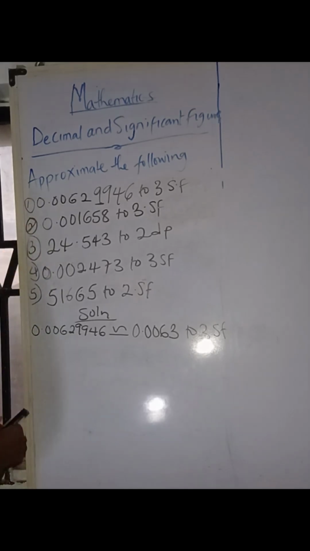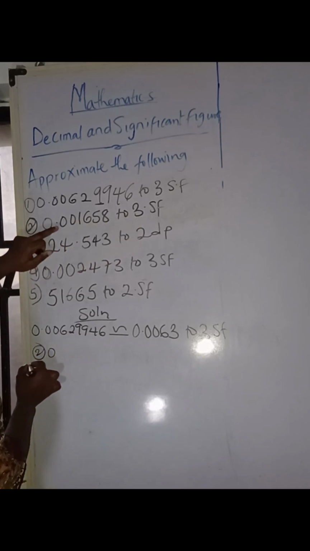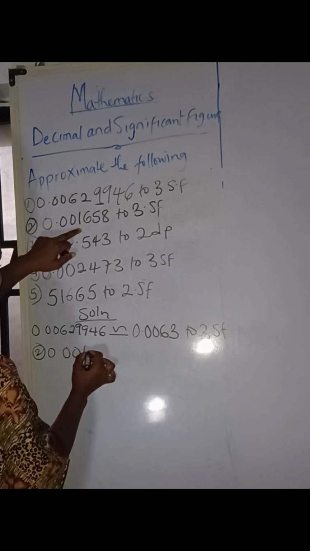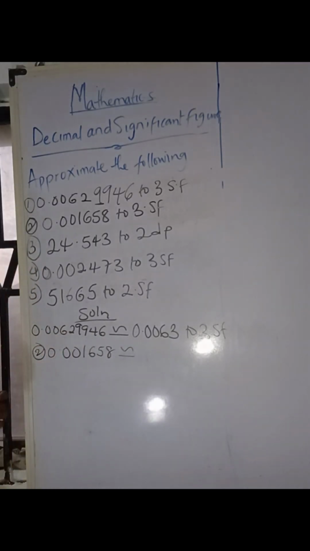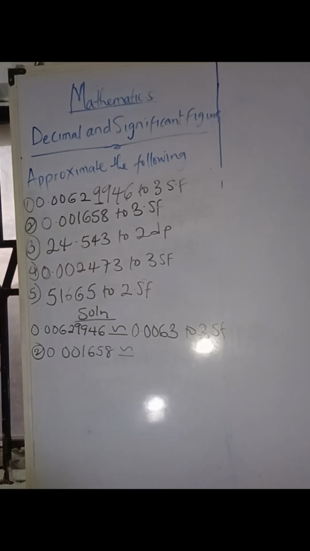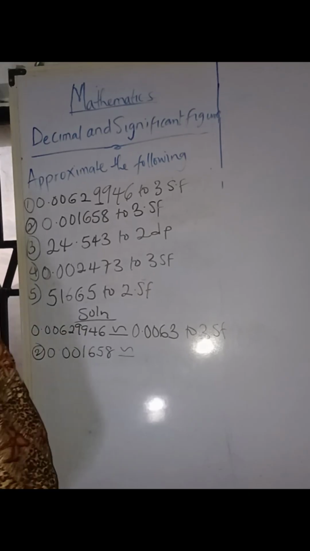So now let's move to the next one, number 2. At number 2, we are asked to do what? To approximate what? To 3 significant figures. 1, 6, 5, 8. So we start counting from the very first significant number, and the first significant number here is 1. So you start your counting from 1. You count 1, 2, 3. So we are stopping here on 5.